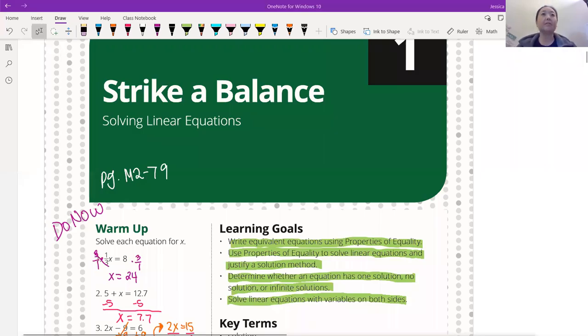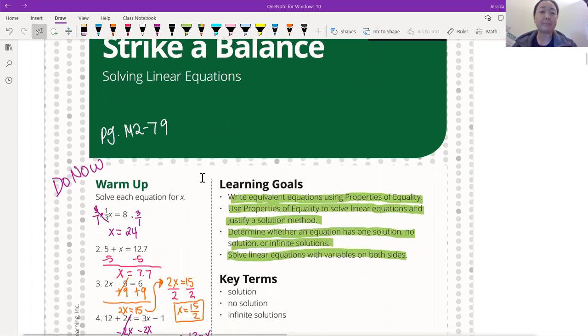Hi everyone, this is lesson 1 in your book. It is in volume 1, page M2, so module 2, 79. Strike a balance, strike a pose. We're going to be striking a balance and solving linear equations. We're going to be continuing to do this until we get it.